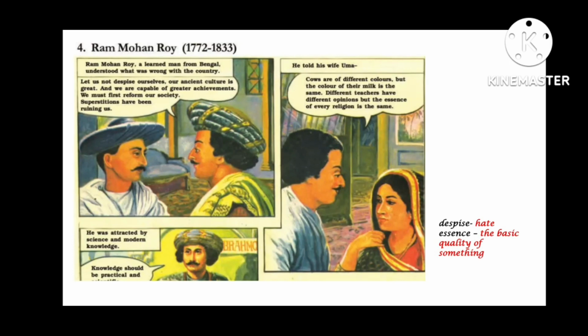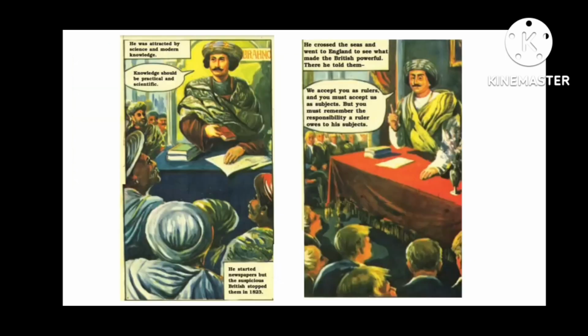Essence means basic quality. He told his wife Uma that the way cows are of different colors but their milk is the same, similarly we may have different religions in our country, but the basic quality, the basic knowledge of all religions is the same. He was attracted by science and modern knowledge. Knowledge should be practical and scientific.